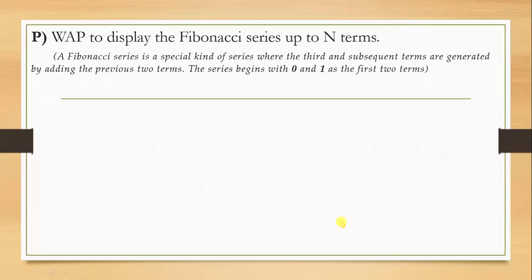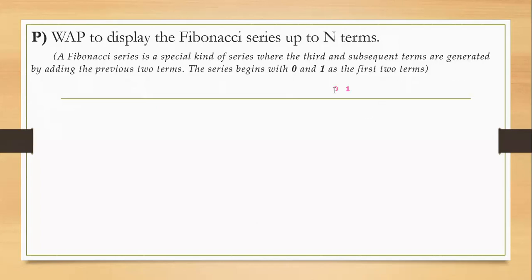Now see the next question, children. You have to write a program to display the Fibonacci series up to n terms. Both programs we are doing using for loop only. Now what is meant by Fibonacci series? A Fibonacci series is a special kind of series, children, where the third number is calculated by adding the first and second number. How? That I'll show you. Now suppose the series begins with 0. So the first number is 0, the second number is 1, right? So this is the first number and second number.